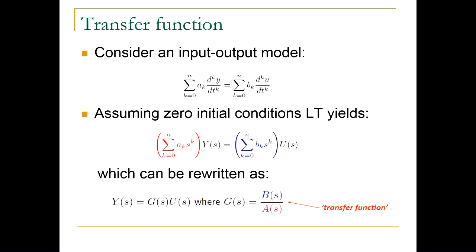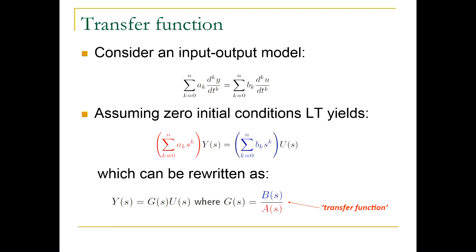Note that the coefficients here, a_k and b_k, are exactly the same as the coefficients in the differential equation. So when you assume zero initial conditions, you get exactly this expression. So note now that what we have here, this red and blue polynomials, they depend on the model. They depend on the differential equation. They do not depend on the inputs and outputs. Basically, a_k and b_k coefficients come from the model.